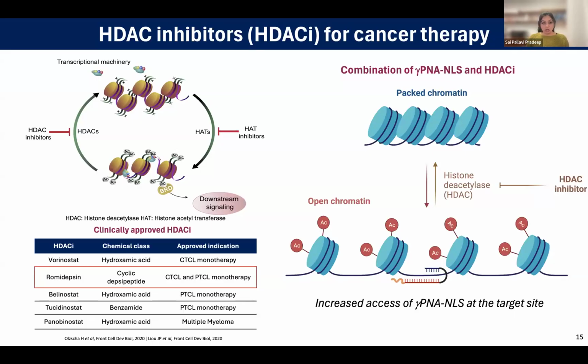Now, there are several HDAC inhibitors which have already been approved for lymphoma, and we have tested out a couple of them. Over here, I'll be showing the results mainly for the co-treatment of the PNA as well as romidepsin, which is a HDAC inhibitor approved for CTCL and PTCL lymphoma.